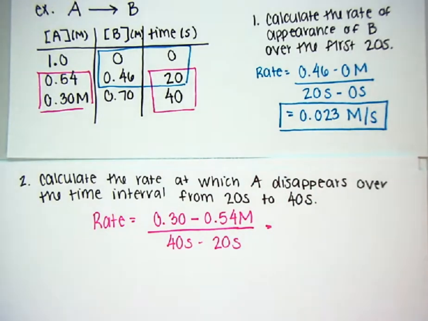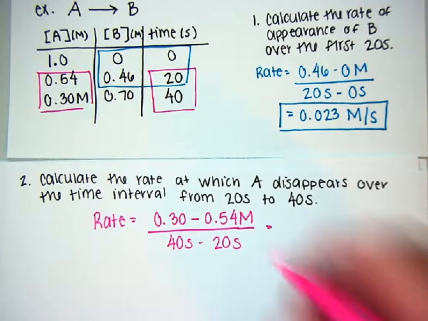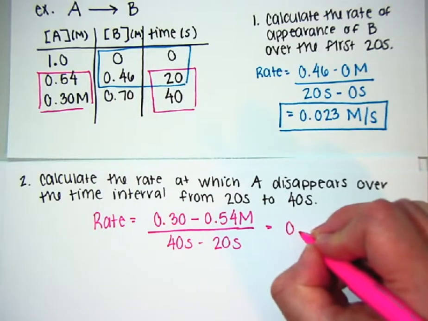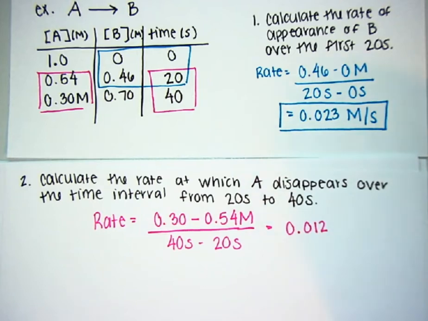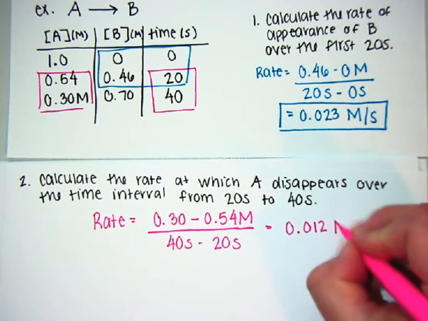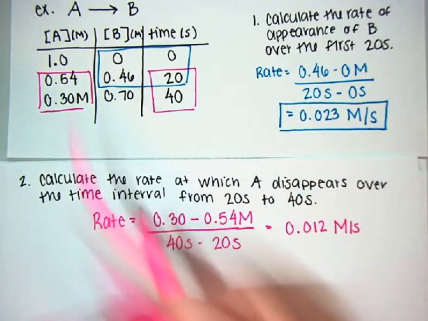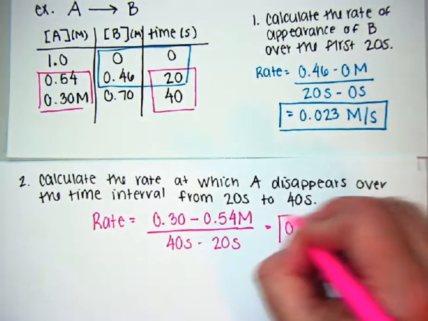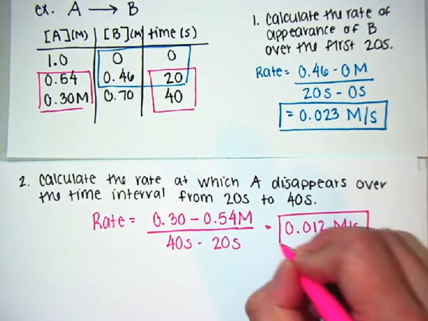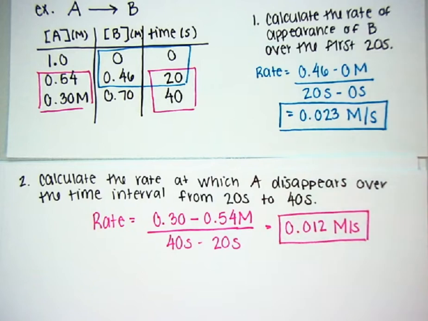And then you just have to be mindful of your sign. So when I put this in my calculator, I get negative 0.012. But remember, rate is always a positive quantity. And then we don't want to forget units. Molar per second. Pay attention to the data table. Again, it is usually molar per second, but not always.